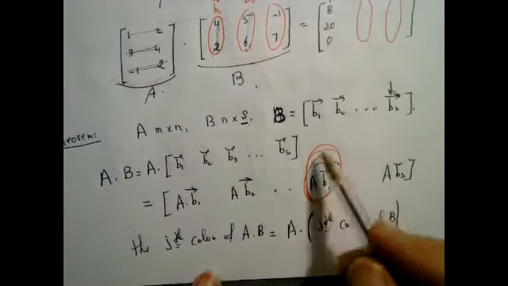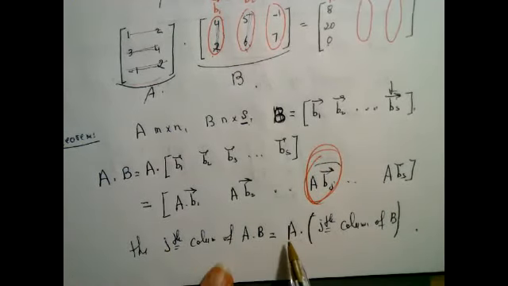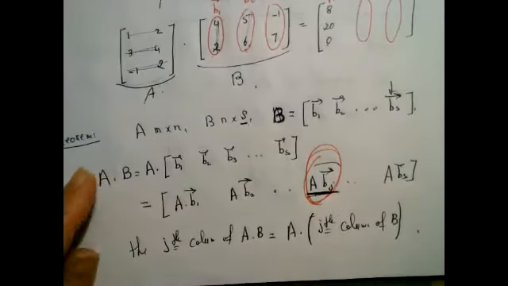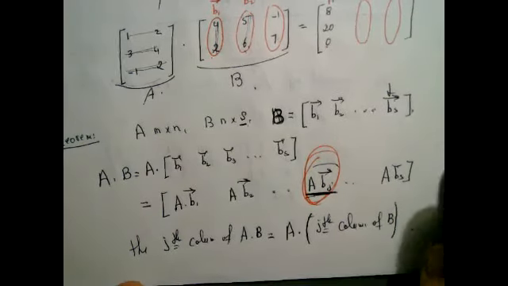Okay, so the jth column of the product is the same thing as taking the matrix A and multiplying it by the jth column of the matrix B. So here is a very quick application so you understand what I am talking about in this problem.